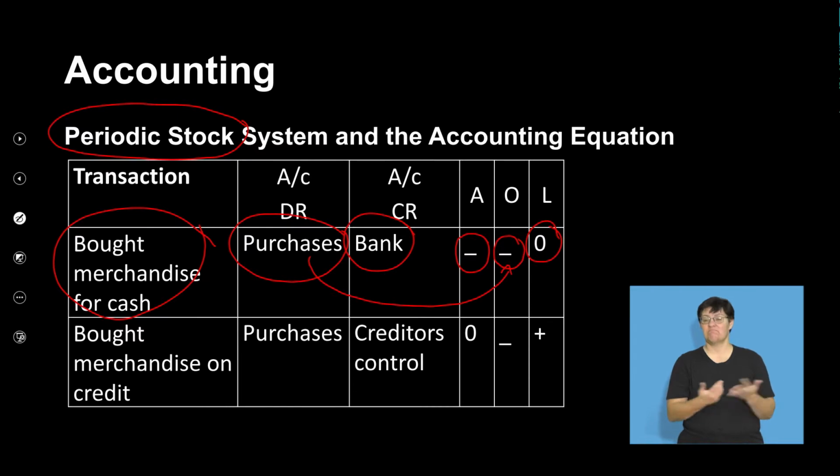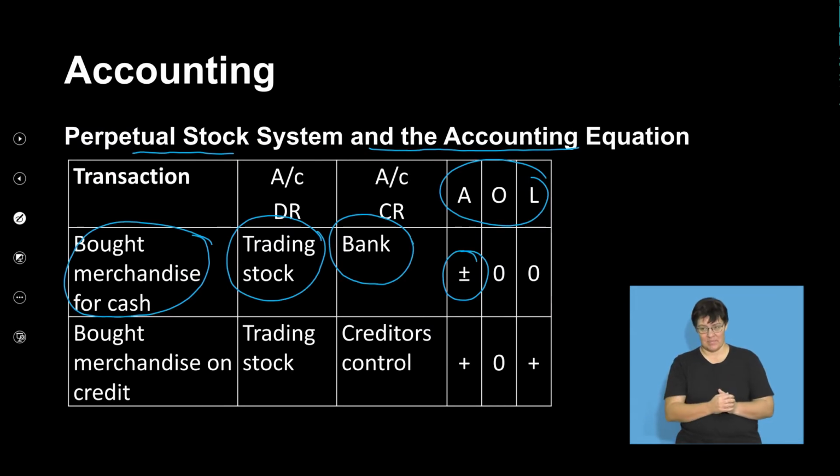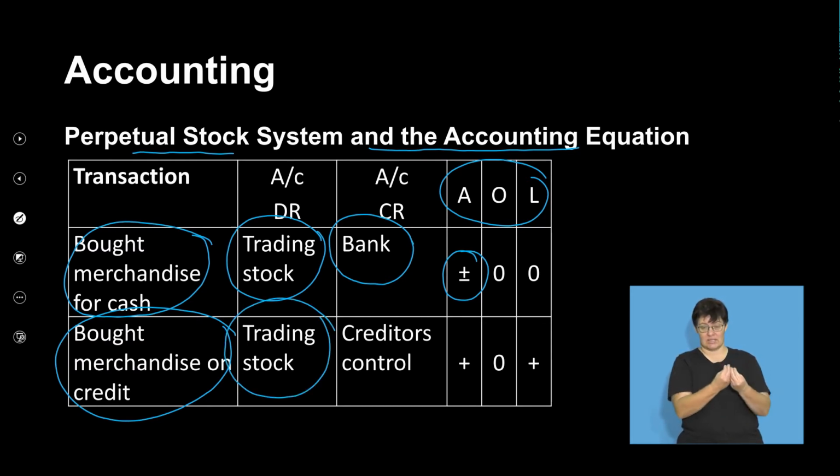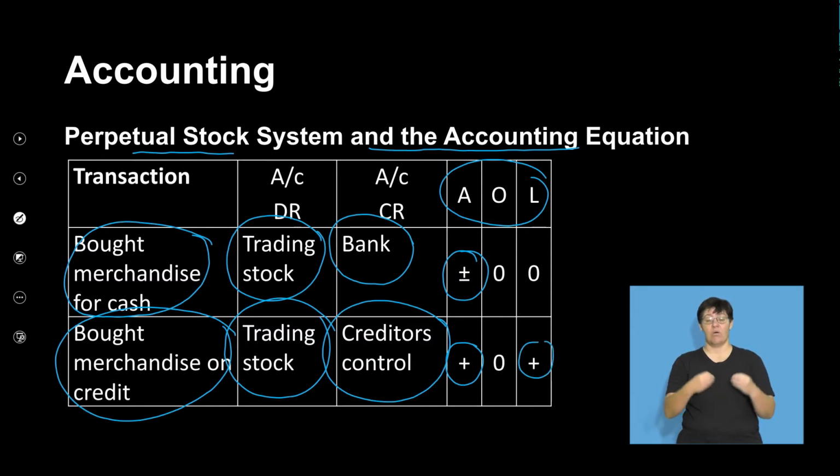Let's take another one. Here we go. We're doing bought merchandise on credit. Account debited will be trading stock, asset increasing in value. Account credited will be creditors control, liability increasing in value. Watch, assets plus, liabilities plus, owner's equity remains unchanged.